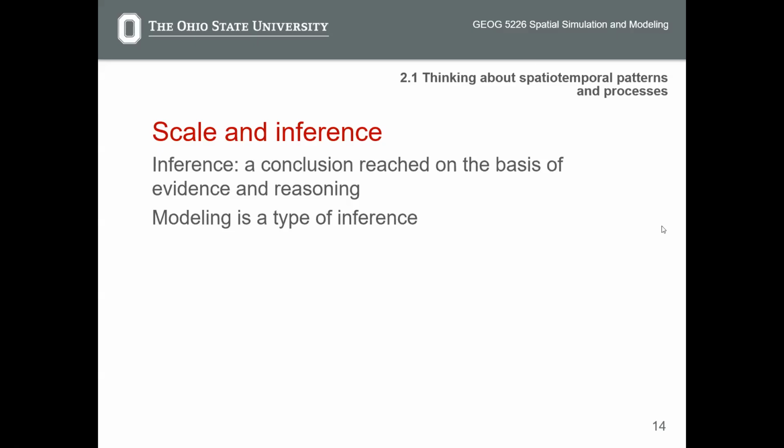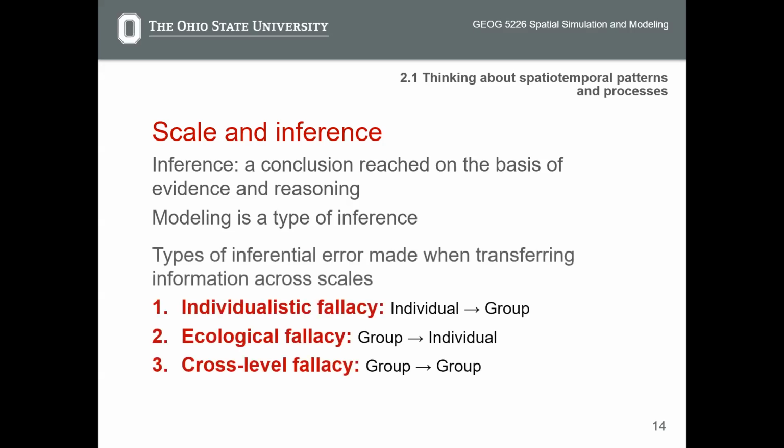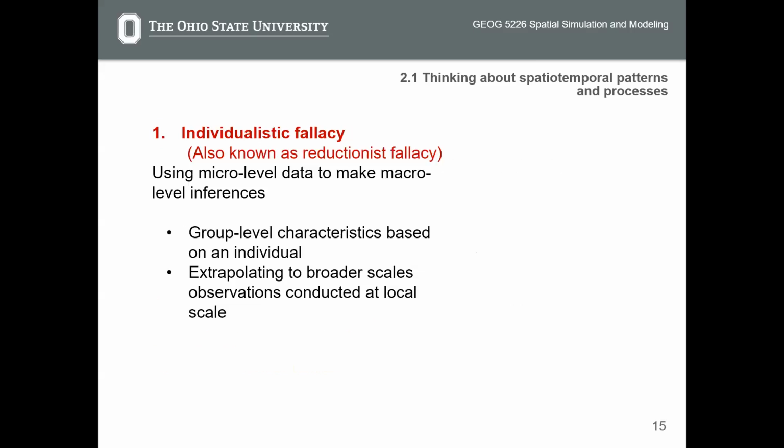Okay, last video was stopped here, right? Scale and inference. I mentioned that scale is a tricky thing, and when you are transferring information across scales, there could be different types of inferential error. There are three types of them: individualistic fallacy, ecological fallacy, and cross-level fallacy. In this video, I'm going to provide more examples and explain what these fallacies are.